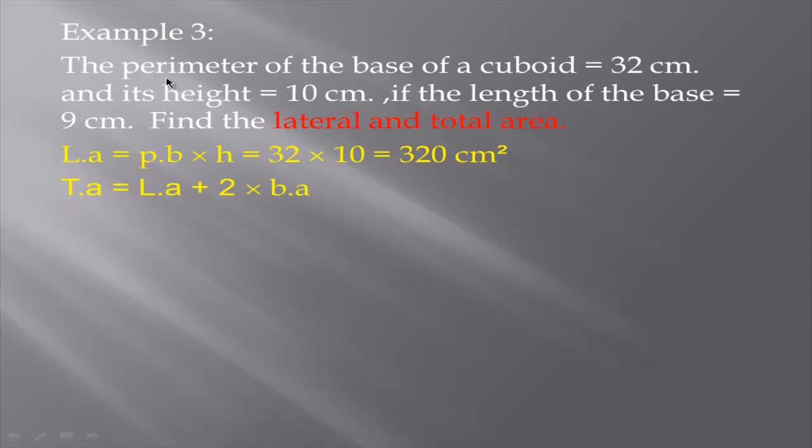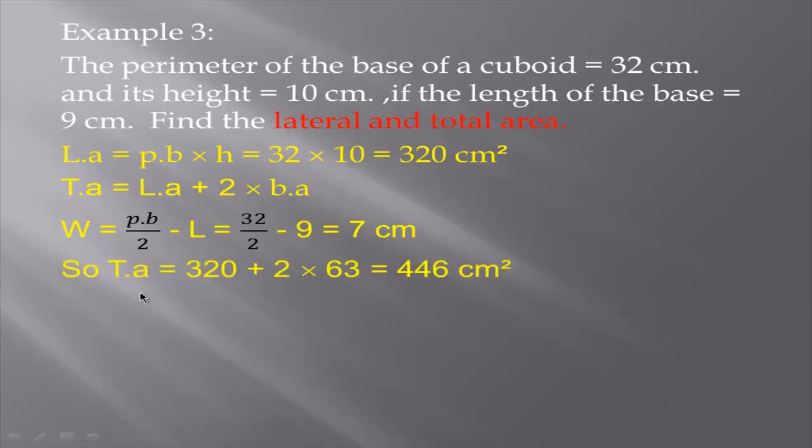Okay, we can get the width from the perimeter of the base. So the width will be the perimeter of the base over 2, minus the length. It's 32 over 2 minus 9, equals 7 centimeters. So now I can get the total area as 320, the lateral area, plus 2 by 63. The 63 is 9 by 7, so we get 446 centimeters square.